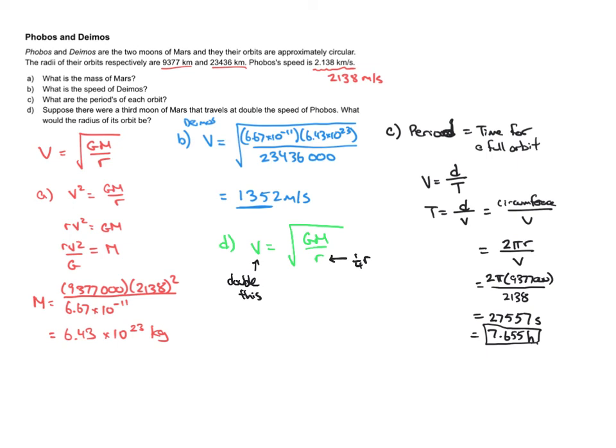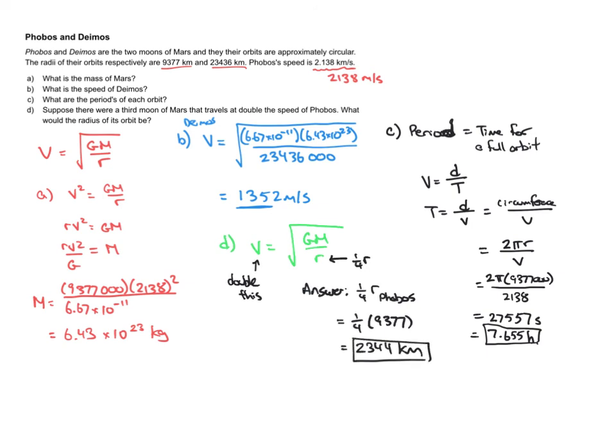So my answer is going to be 1/4 of the radius of Phobos. One quarter of the radius of Phobos. So that's 1/4 of 9377 kilometers. And that is going to be 2,344 kilometers.